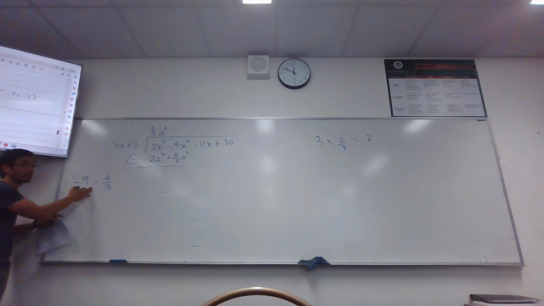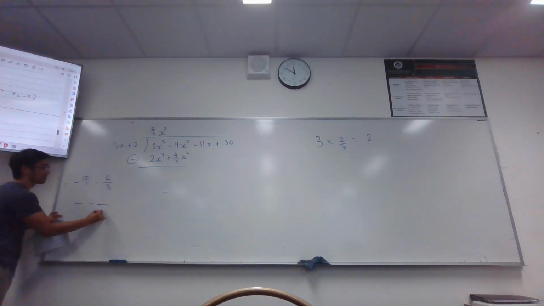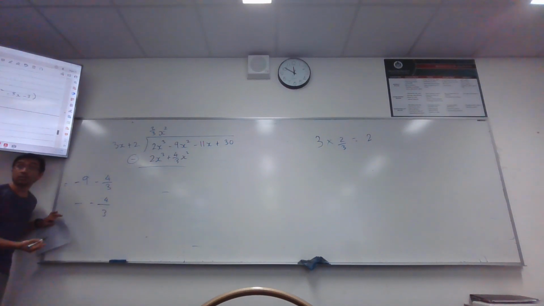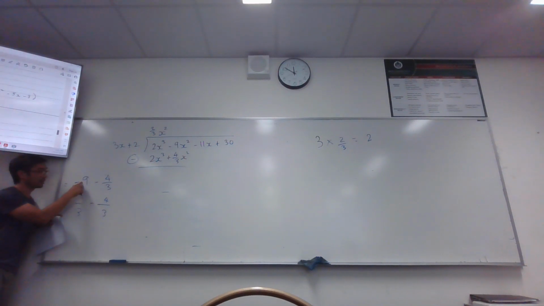What do I need in here? I want the same denominator of a 3. What's something divided by 3 that is a 9? Three times 9 is 27. 27 divided by 3 is a 9. I can now add. We do the cross multiply. That's over 1.